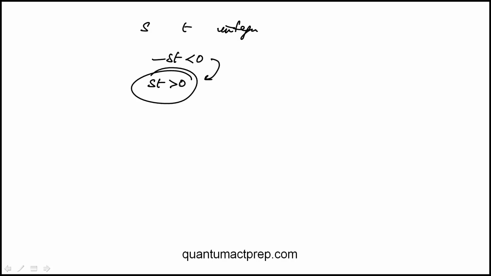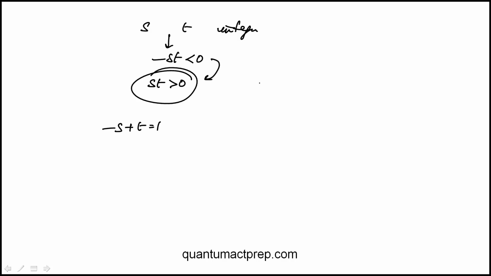So we're given that s and t are integers, and minus st is less than 0. Or in other words, st is positive. So it's just a rewriting of that inequality. I always do that because it's harder to mentally deal with something like that. And minus s plus t is 1.